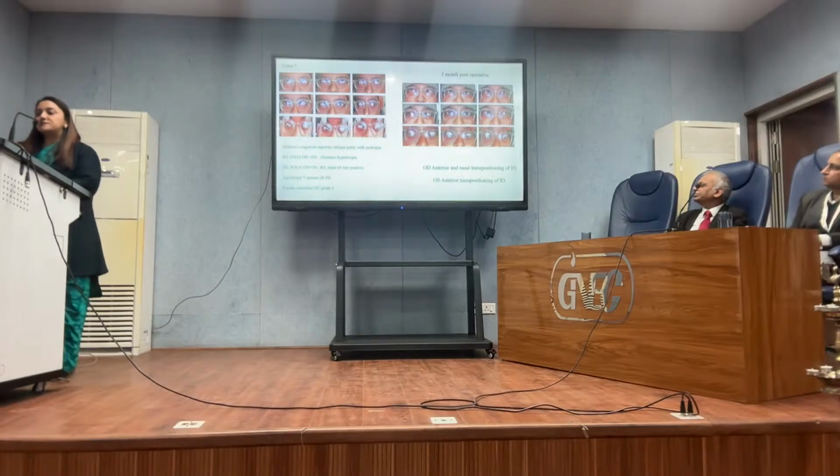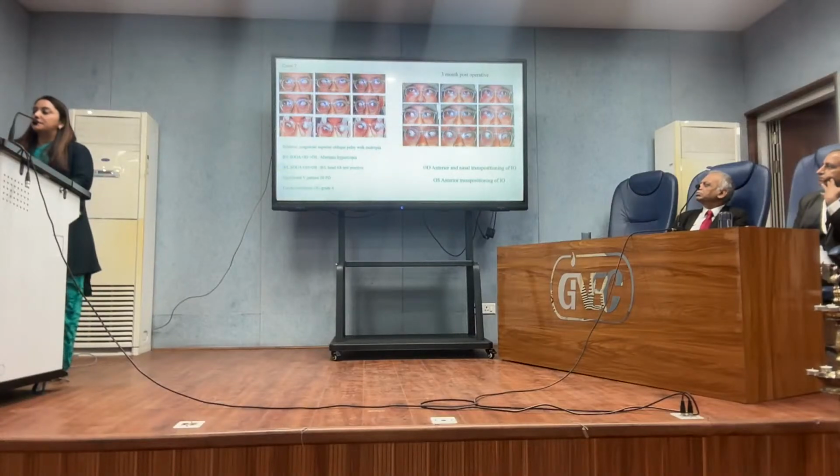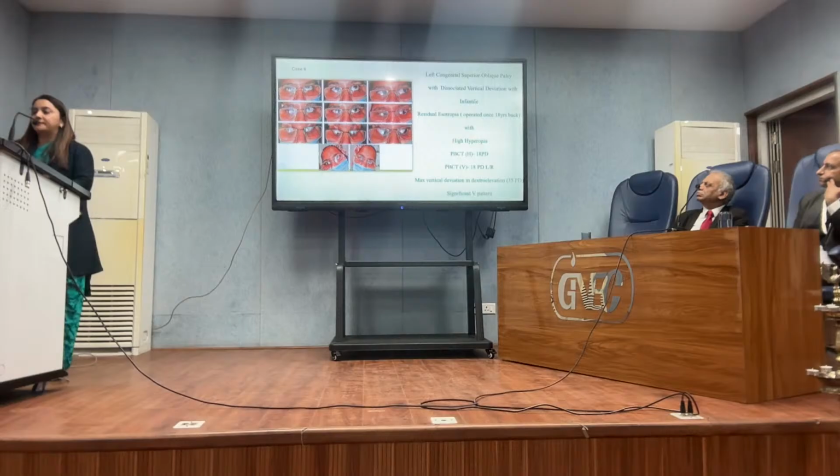The seventh case was a case of bilateral congenital SOP with esotropia. Typical features of superior oblique palsy were there, managed by right anterior nasal transpositioning of IO and left anterior transpositioning of IO, and at 3 months post-op there is no over elevation in adduction. This eighth case is a case of left congenital superior oblique palsy with DVD with infantile residual ET, once operated 18 years back with high hyperopia.